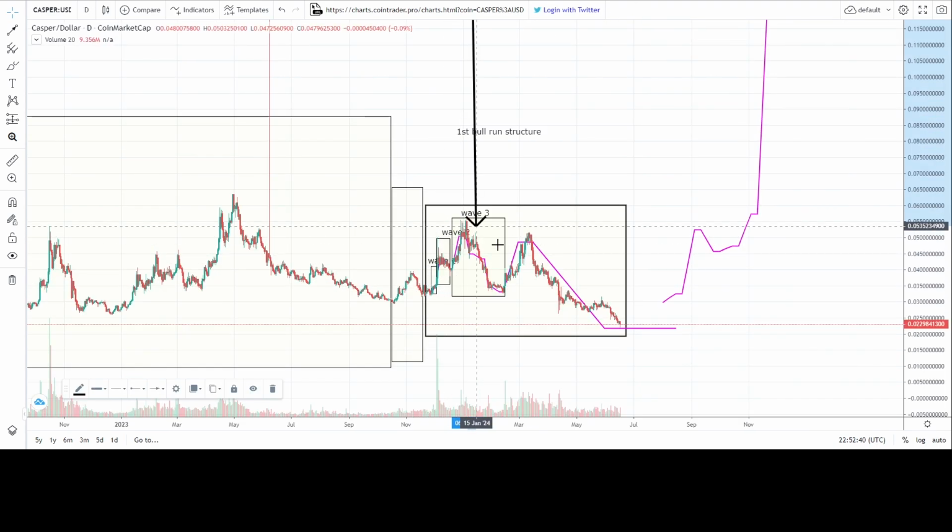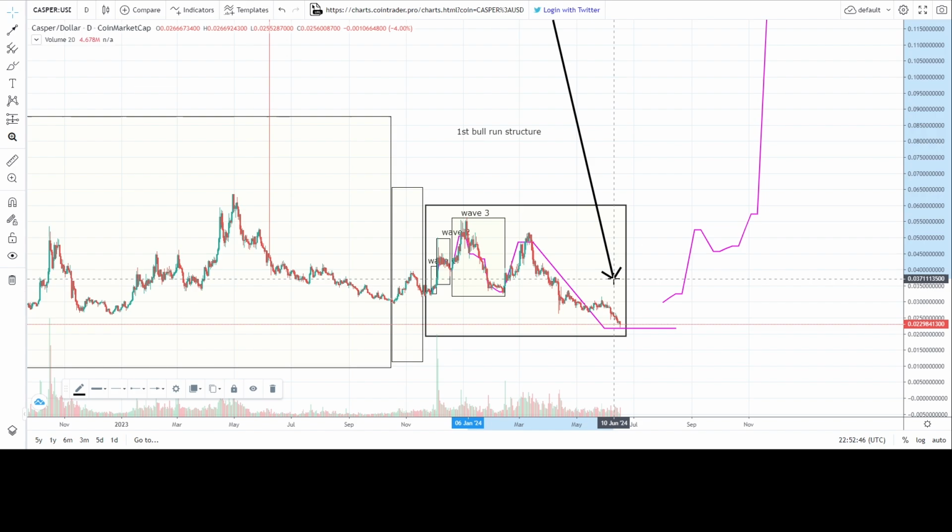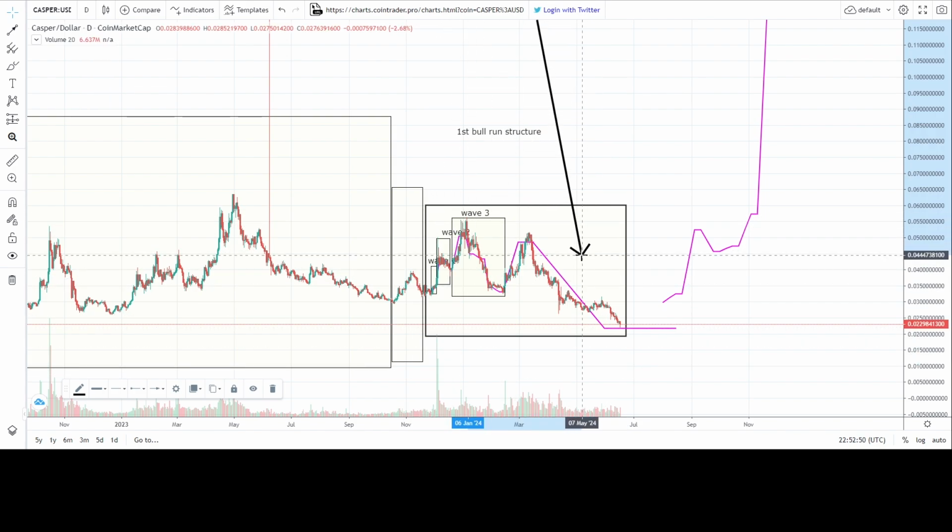So as of now, my primary analysis is that we are in the first bull run structure. All this matches beautifully. This right here is just very large and going very deep. It's possible that it's doing that. This will remain my primary analysis until something makes me change my mind.